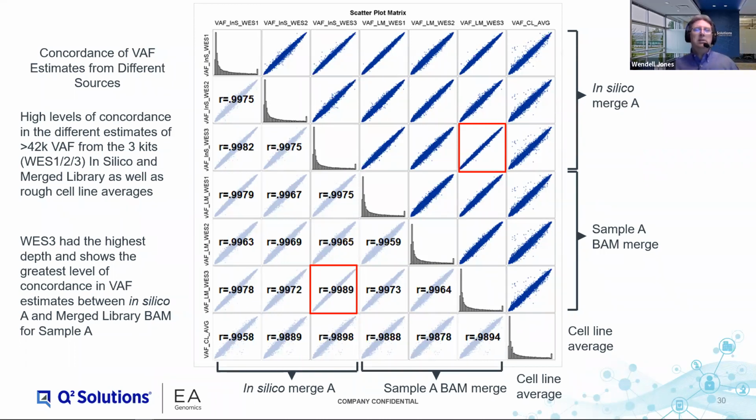And so that lets us know that we're getting consistent results, for example, between the merge library version and the in silico version. So we feel like we're confident in using either. But even if you look across kits, you see very high correlation, usually at least 0.99 between one kit and another. And really the only time you see differences that are noticeable is when you do just a simple cell line average. And the reason that you see differences there is you do see now the impact of copy number. So copy number that may be very large in one cell line will bring that influence into the merge set.